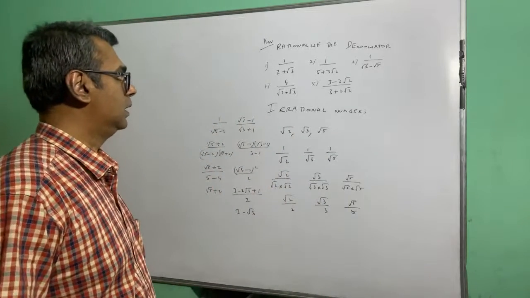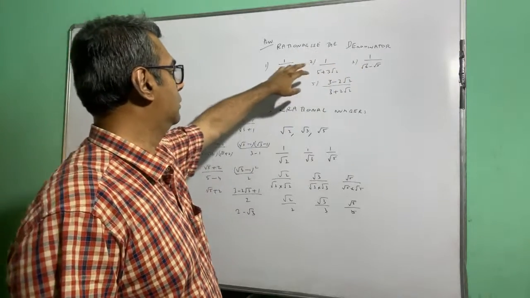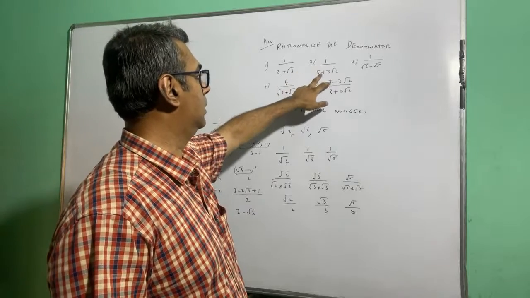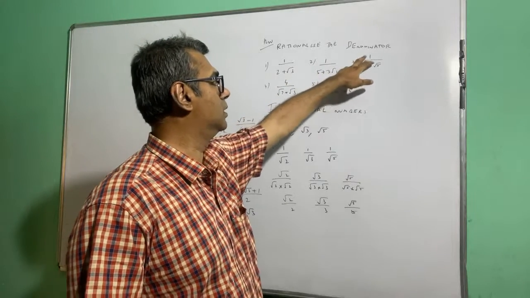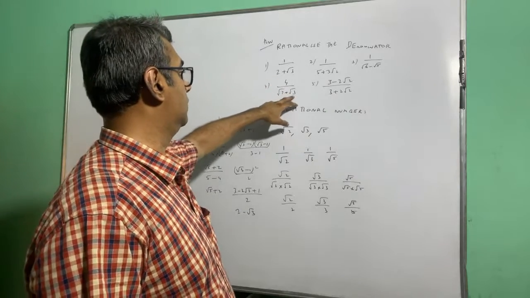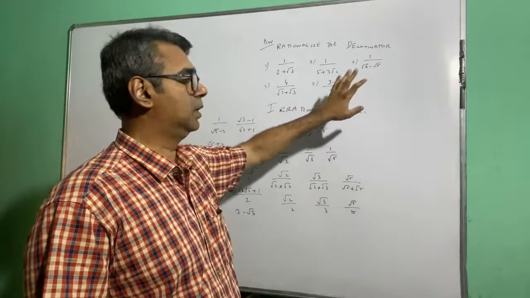Now these are the 5 homework questions for today. Rationalize the denominator. First one is 1 by 2 plus root 3. Second one is 1 by 5 plus 3 root 2. Third one is 1 by root 6 minus root 5. Fourth one is 4 by root 7 plus root 3. And fifth one is 3 minus 2 root 2 by 3 plus 2 root 2.